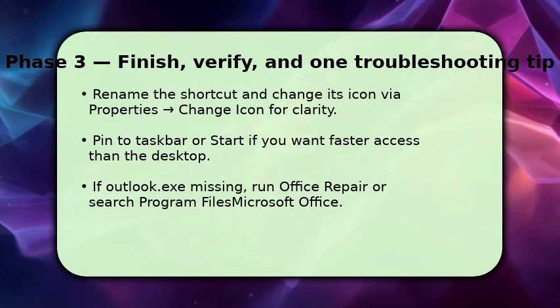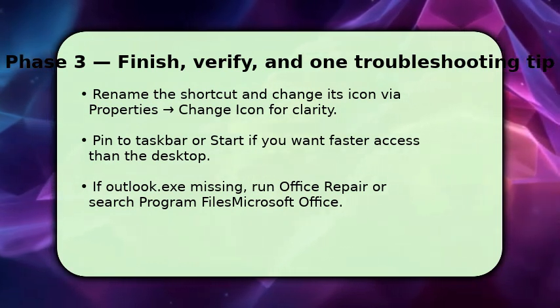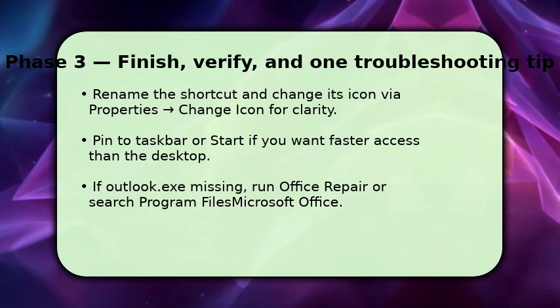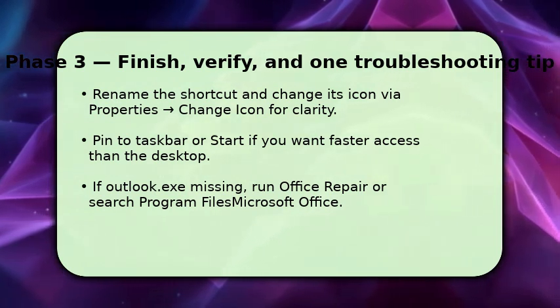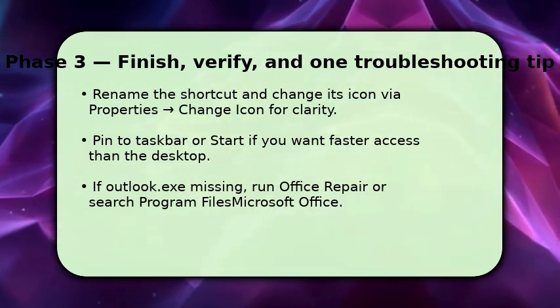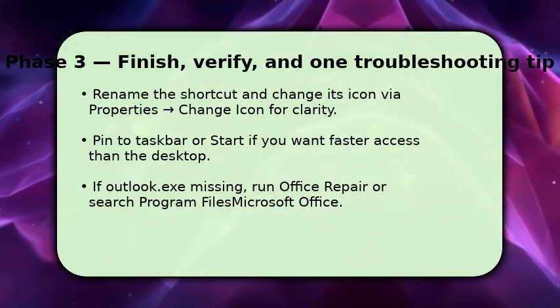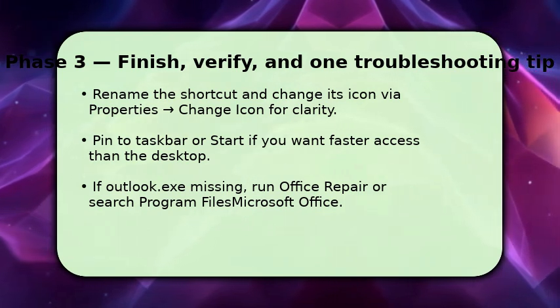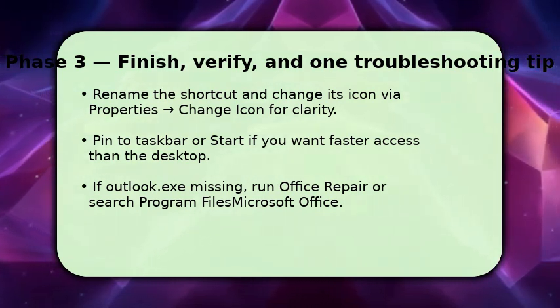If the exe is missing, don't panic. Run Programs and Features, then Modify, then Quick Repair, or run Office repair from Settings. Make sure you're checking both Program Files locations. If Click-to-Run rearranged files, use the Start menu, Open File Location.